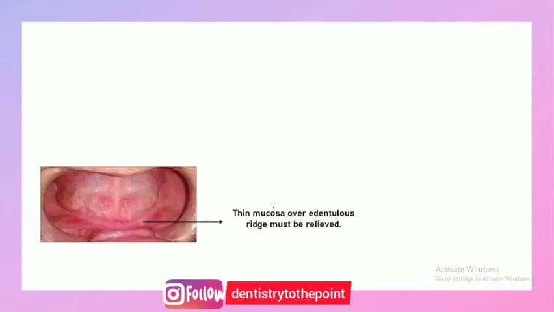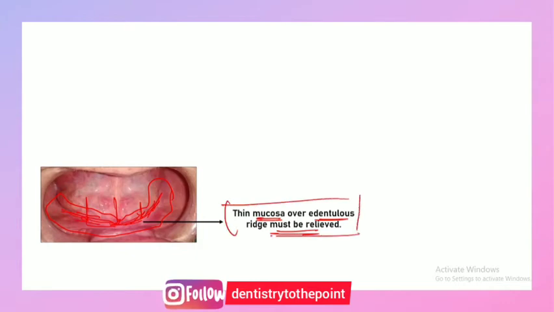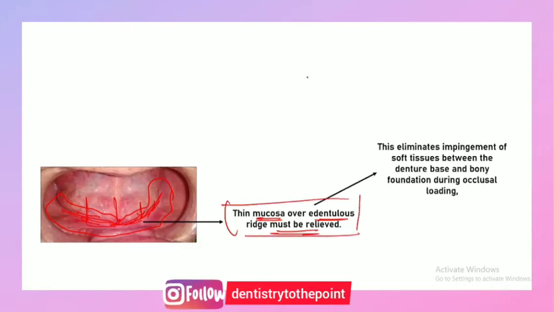So now there are also situations where thin mucosa is present over an edentulous ridge. That thin mucosa is not capable enough to resist the forces in downward direction. If it is a mandibular denture, right, so all the forces which are going to act are going to be in downward direction. So these forces, if thin mucosa is present, then it can cause pain or soreness in that area, because the mucosa is very thin. It has not got that ability to resist the forces. That cushioning effect will not be there. So due to this, there will be impingement of soft tissues, right, between the denture base and the bony foundation whenever there is occlusal forces.